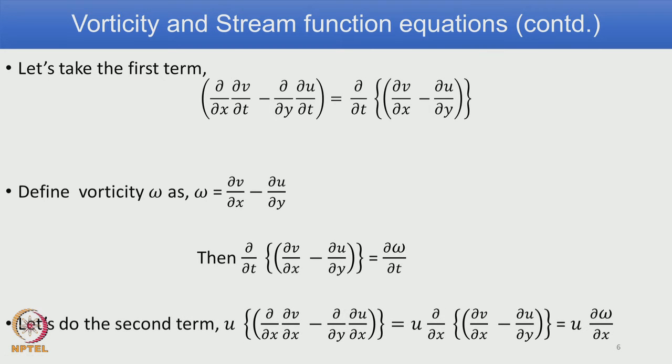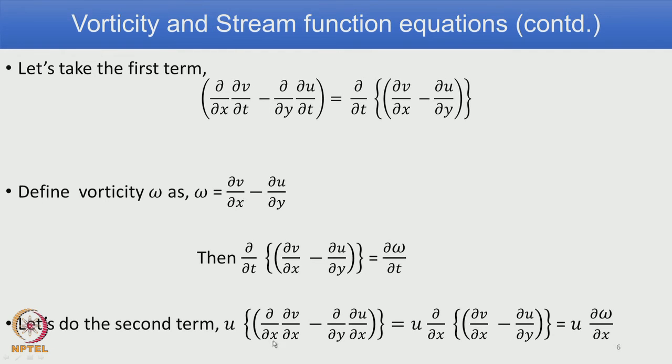You can repeat this exercise for each term. Here I am showing you the second term, which is u ∂v/∂x, and ∂/∂x of u ∂v/∂x, which is the second term in the y momentum equation. Similarly, u ∂u/∂x, which is the second term in the first momentum equation, and you take ∂/∂y of u ∂u/∂x, and velocity is outside. So if you do this, then we get u times ∂/∂x of ∂v/∂x minus ∂v/∂y.